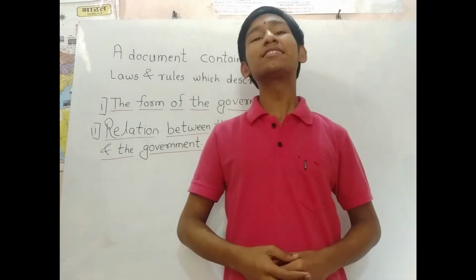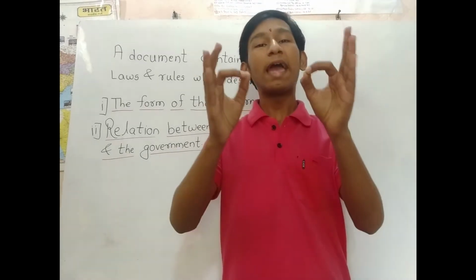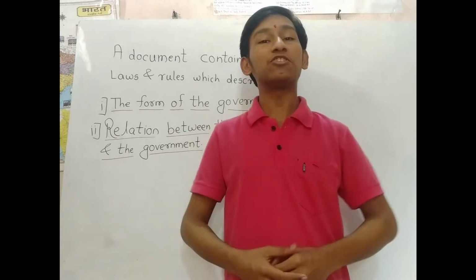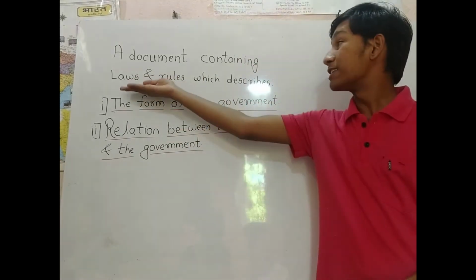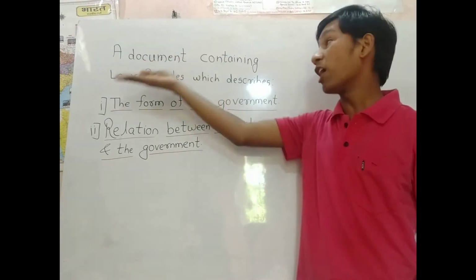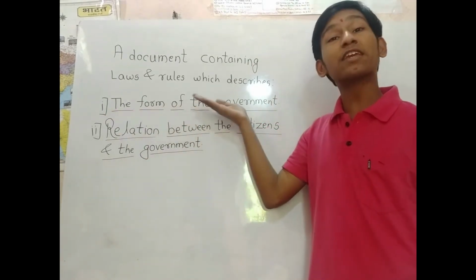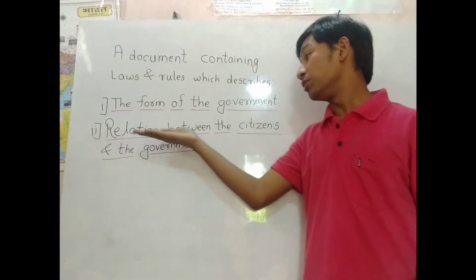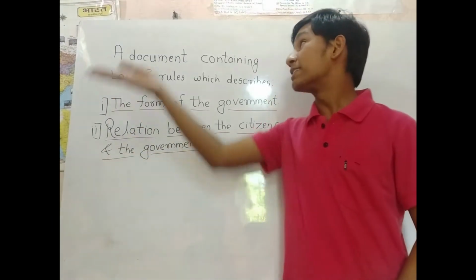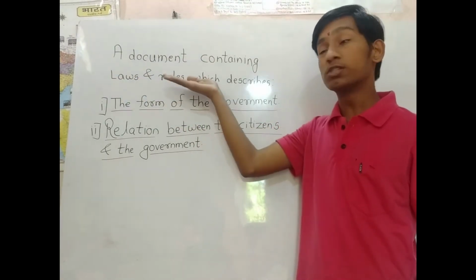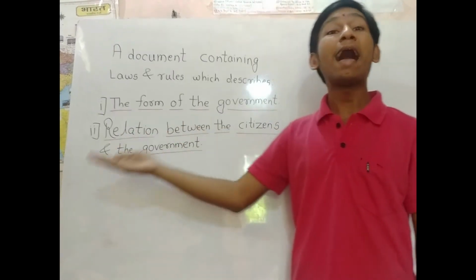So first of all, let's take a look at what is meant by the Constitution of India or any type of constitution. What is the definition? So actually the Constitution is a document containing the laws and rules which describes what? First, the form of the government, and secondly, the relation between the citizens and the government. Yes, the Constitution is a document containing laws and rules which describe the form of the government and the relation between the citizens and the government.